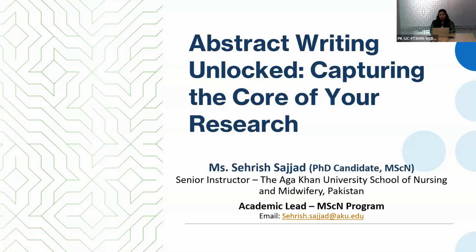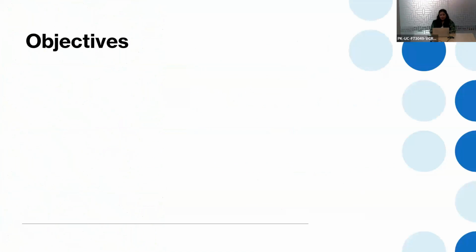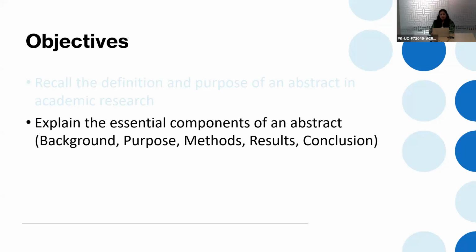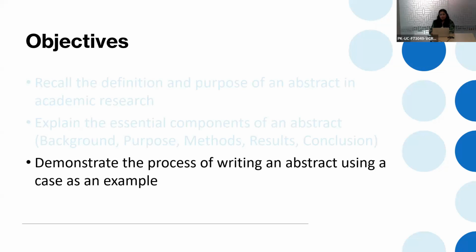I try to be simple yet complete, so that you can learn the art of writing abstracts for our conference Spirit 2024. So let me quickly walk you through the objectives for this webinar. We'll try to understand the definition and the purpose of writing an abstract for any particular academic research conference. We'll learn about the essential components of an abstract, which includes the background, purpose, methods, results, and conclusion. And then we will understand through examples how to write an abstract that is highly likely to be accepted for a conference presentation.